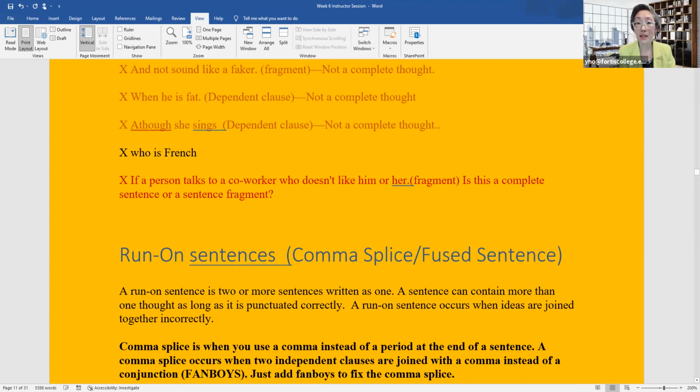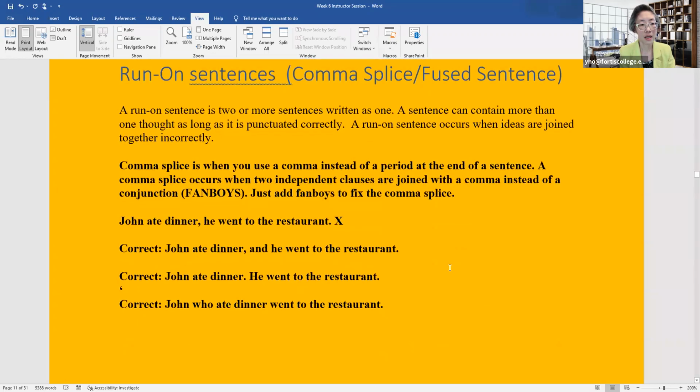The last kind of error we're going to study are comma splices and fused sentences. A run-on sentence is two or more sentences written as one. A run-on sentence occurs when ideas are joined incorrectly with incorrect punctuation. A comma splice is when you use a comma instead of a period at the end of a sentence. A comma splice occurs when two independent clauses are joined with a comma instead of a conjunction.